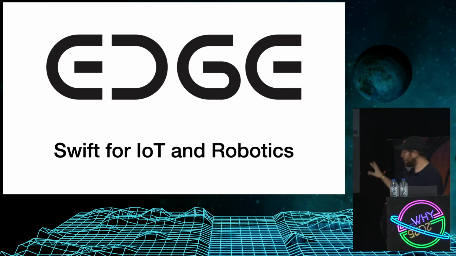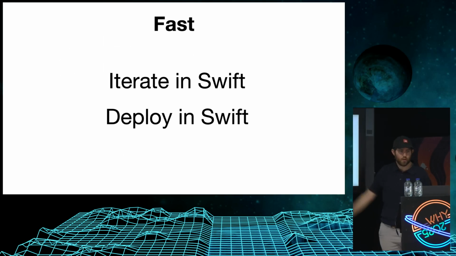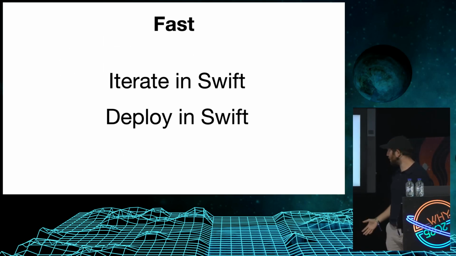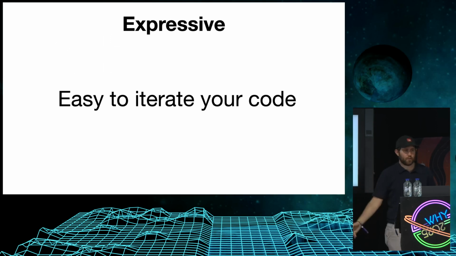We like to embrace a lot of the same principles that Swift admires. For example, we're fast. That means that we not only can iterate our code in Swift, but we can deploy it in Swift as well. So we don't need to rewrite our code base in a new language every time we want to deploy. We're expressive, so it's easy to iterate your code. Not only can you write your code and read it too, the iteration cycle is much easier because even junior developers can understand the more ergonomic syntax.